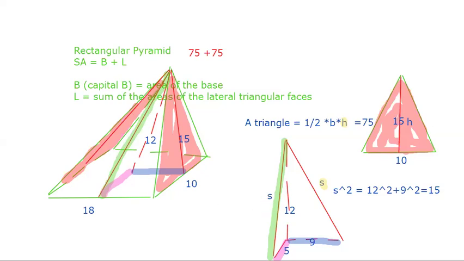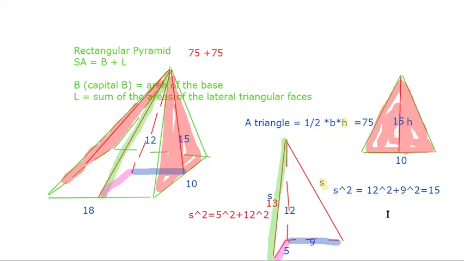So s squared equals 5 squared plus 12 squared. It's just this triangle in the front with the green hypotenuse now. So in our calculator, it's 25 plus 144, and we're going to end up taking the square root of that. That's 13. So this height is 13.